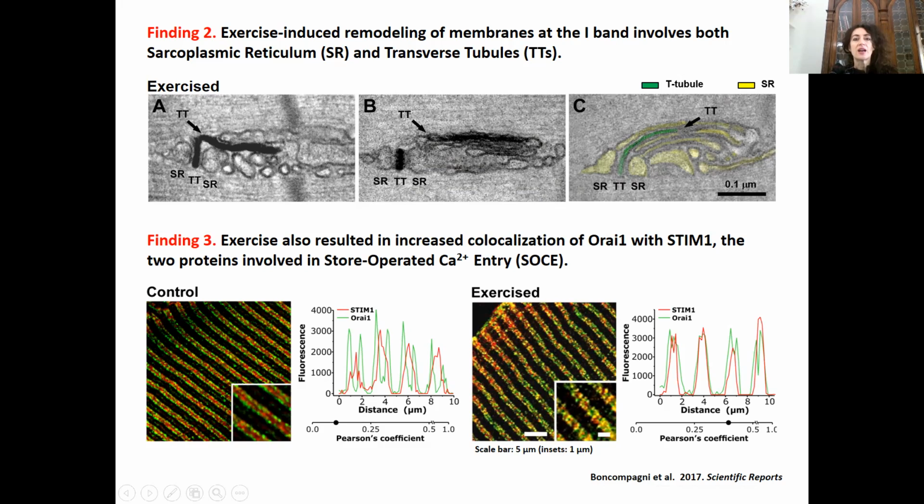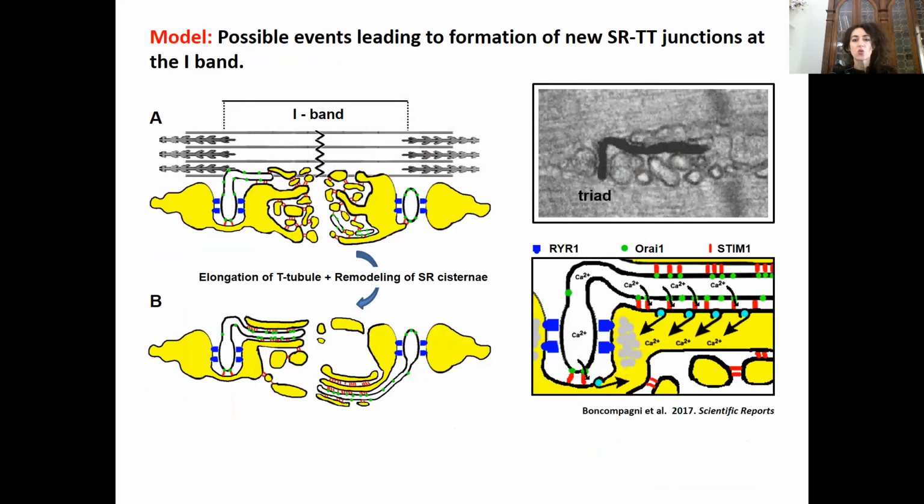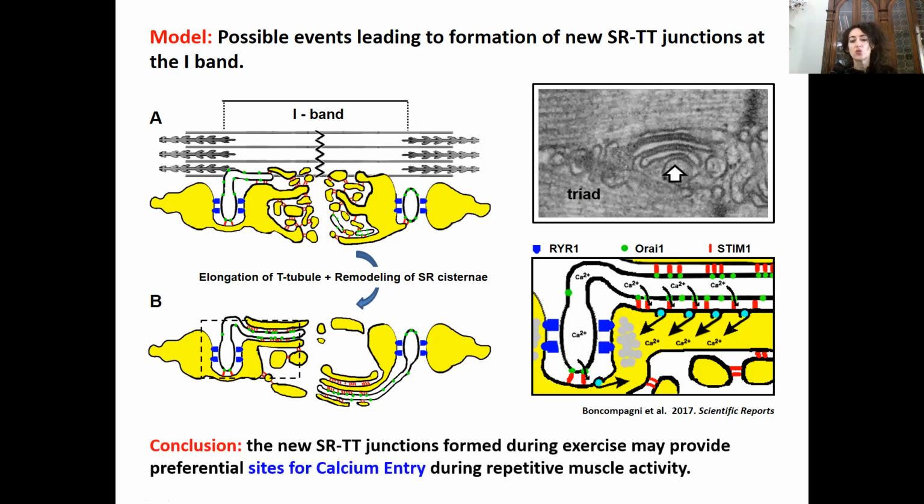So based on this finding, we propose a model summarizing changes occurring during the exercise. The remodeling involves elongation of the transverse tubules into the I band toward the Z-line, fusion of the vesicles into larger elements, and flattening into SR cisternae with their final docking with tubules to promote the assembly of new intracellular junctions that we called calcium entry units, as they contain STIM1 here in red and ORAI1 here in green.